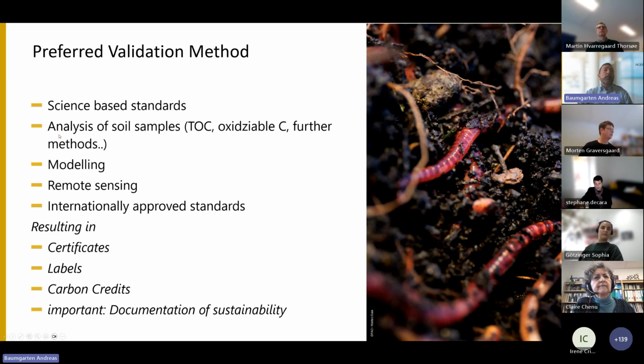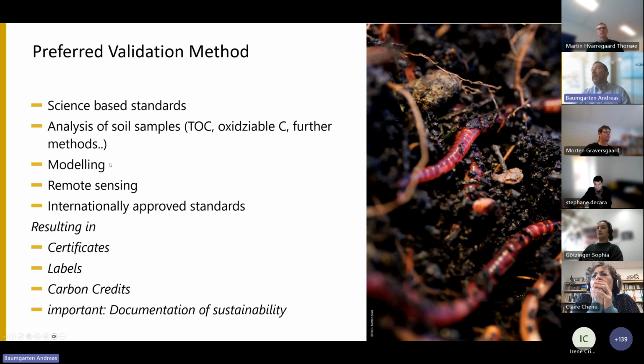So this could either be the analysis of soil sampling, soil samples, not only for the total organic carbon, but maybe also further methods could be thought of. However, we still have the problem of soil sampling, which is probably the most expensive part of the analysis part.